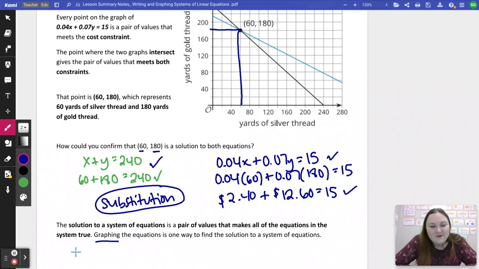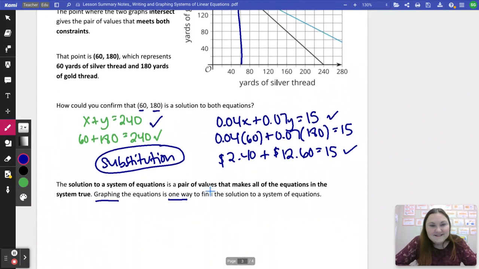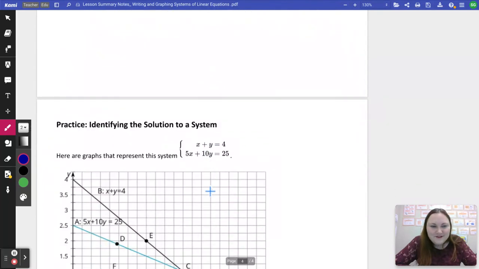Graphing the equations is one way you can find a solution to the system of equations. I had mentioned at the beginning of this video that there are going to be multiple methods you can use to find a solution point for a system. Graphing is just one of our 3 ways we're going to be looking at in this unit. So the last part of this video is a great way for you to check and see if you understand the math we learned in this lesson. It's a little practice problem for you all.